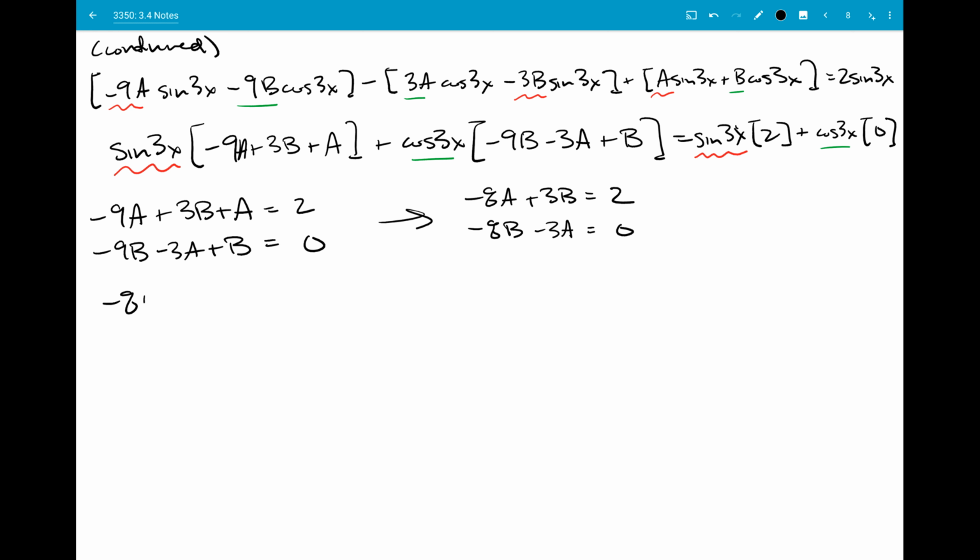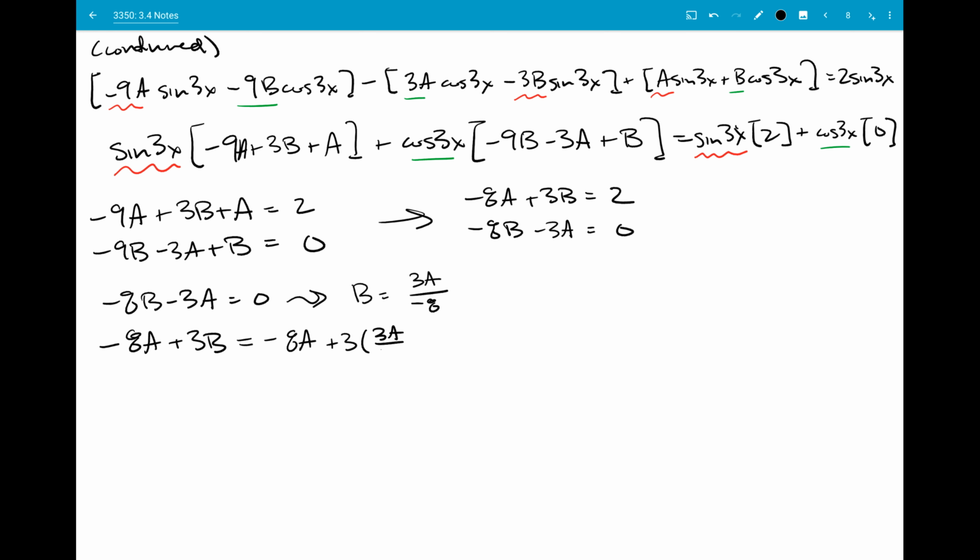If I have minus 8b minus 3a equal to 0, that means that I should have, do I want to solve for a or b? Let's do b. b would be equal to 3a over minus 8. And then if I go ahead and solve the second or the first equation, I guess, minus 8a plus 3b, I want that equal to 2. But plugging in what I just found, that's minus 8a plus 3 times 3a over minus 8.